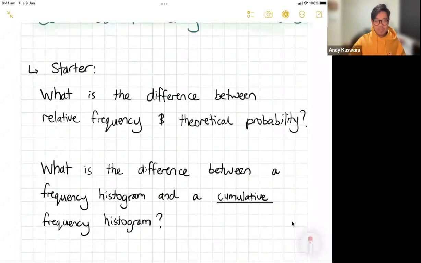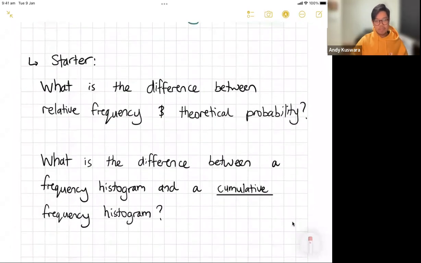If you wanted to, from the start, figure out the difference between relative frequency and theoretical probability: relative frequency is what happens in the experimental world, whereas theoretical is whatever it is in theory. And the difference between a frequency histogram and a cumulative frequency histogram is that a cumulative frequency histogram will actually add up. You'll find later on when we do CDFs, they become helpful when we read out things like median, quartiles, percentiles.